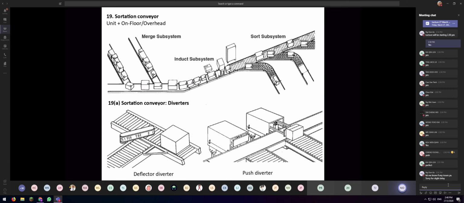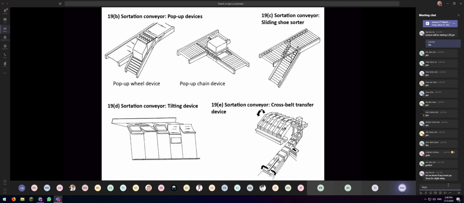When we are doing this sortation, how do we do it? We can use diverters. There's a deflection diverter there. When the item proceeds from the bottom right of this, it will be diverted into the correct direction. A push diverter, basically you have an actuator which will push the item so that it goes down a different conveyor, and there are different ways as well.